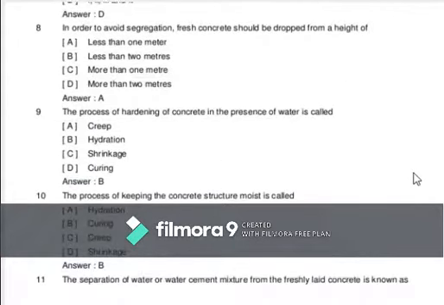Now question number 8. In order to avoid segregation, fresh concrete should be dropped from a height of less than 1 meter, less than 2 meter, more than 1 meter, and more than 2 meter. Here the answer is A, because if it is dropped from more than 1 meter, then segregation occurs in concrete. That's why option A is the suitable answer, and the answer of question number 8 is A.